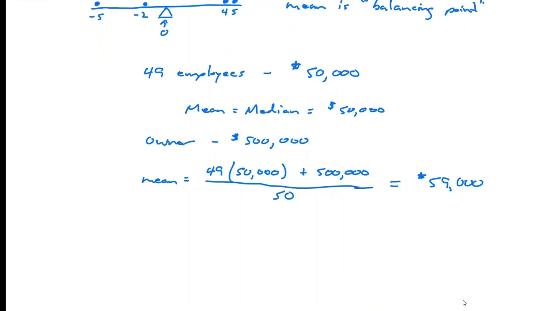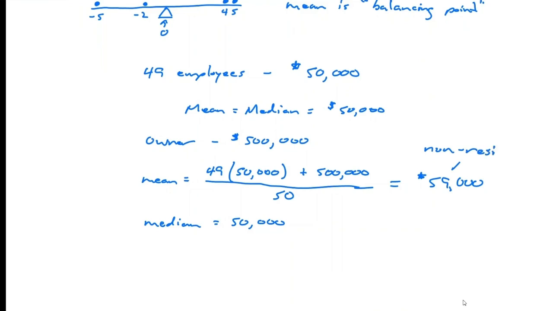On the flip side, if you think about median now, if I were to take all the values and line them up, I'm going to have a bunch of 50,000s, a 500,000 at the very end, but my median hasn't changed. My median is still 50,000. And so in this case, we would say that mean is non-resistant.